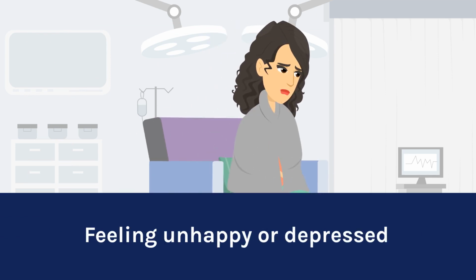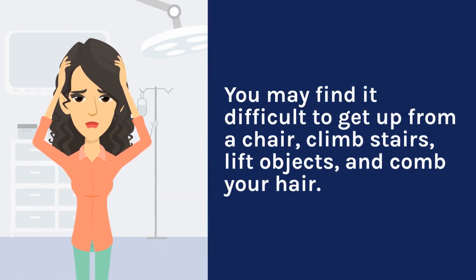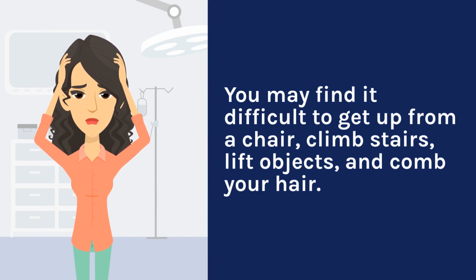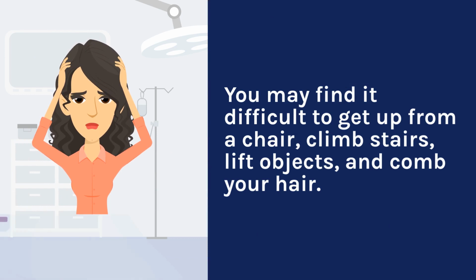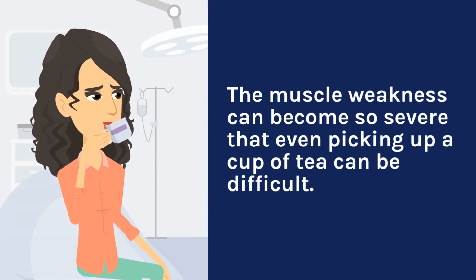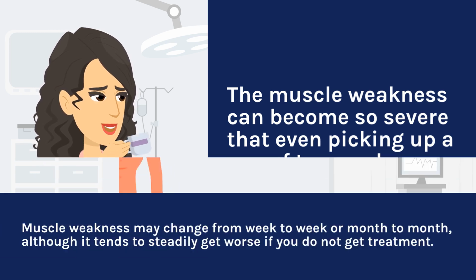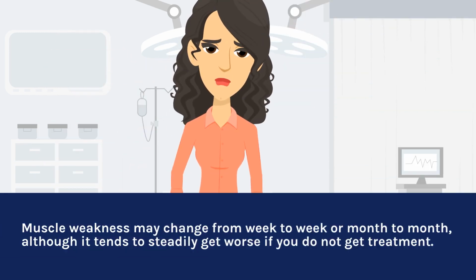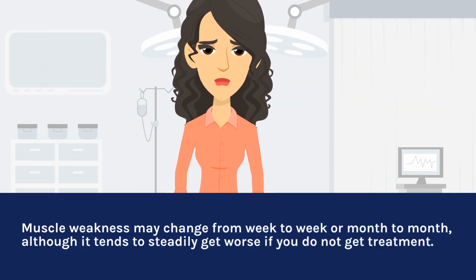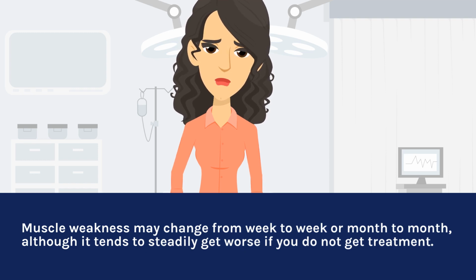feeling unhappy or depressed. You may find it difficult to get up from a chair, climb stairs, lift objects, and comb your hair. The muscle weakness can become so severe that even picking up a cup of tea can be difficult. Muscle weakness may change from week to week or month to month, although it tends to steadily get worse if you do not get treatment.